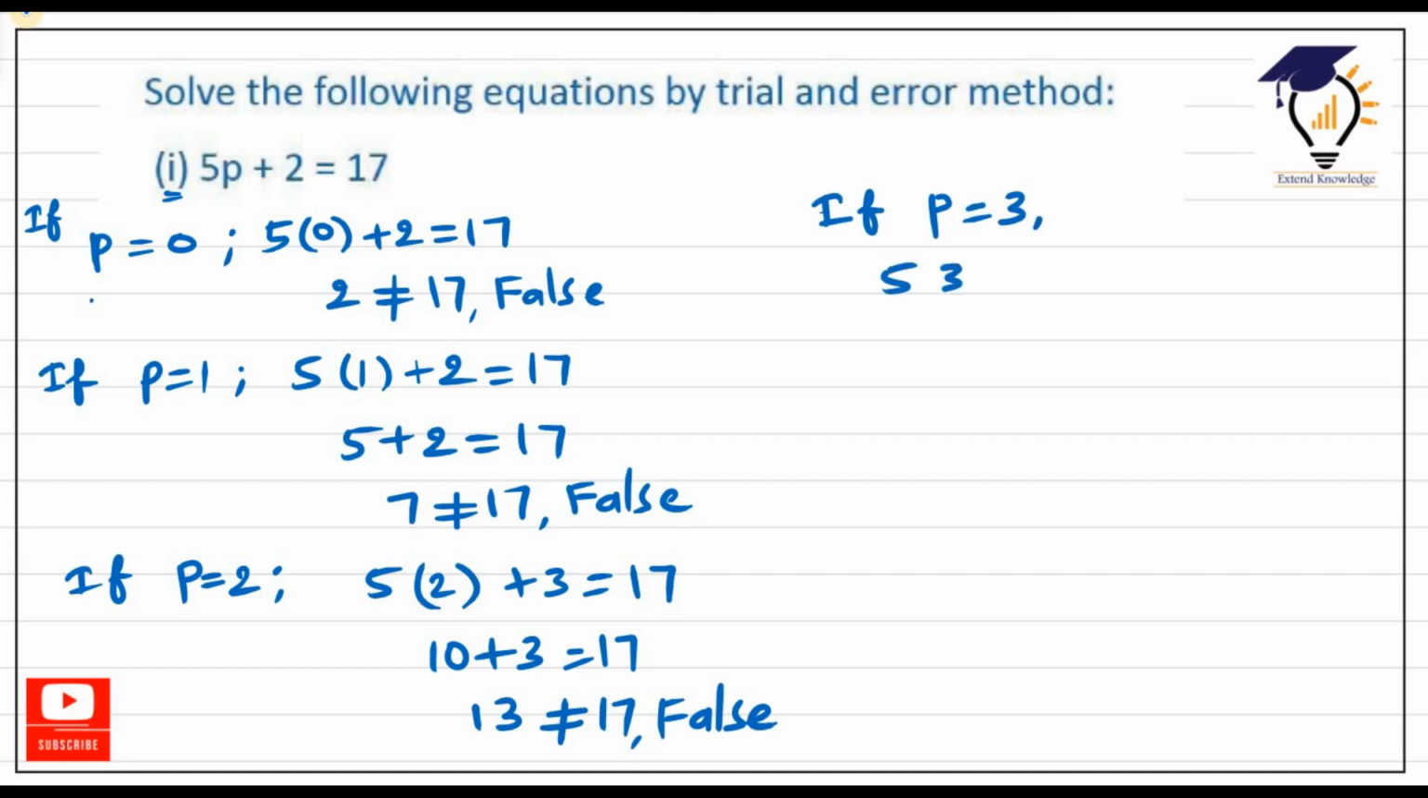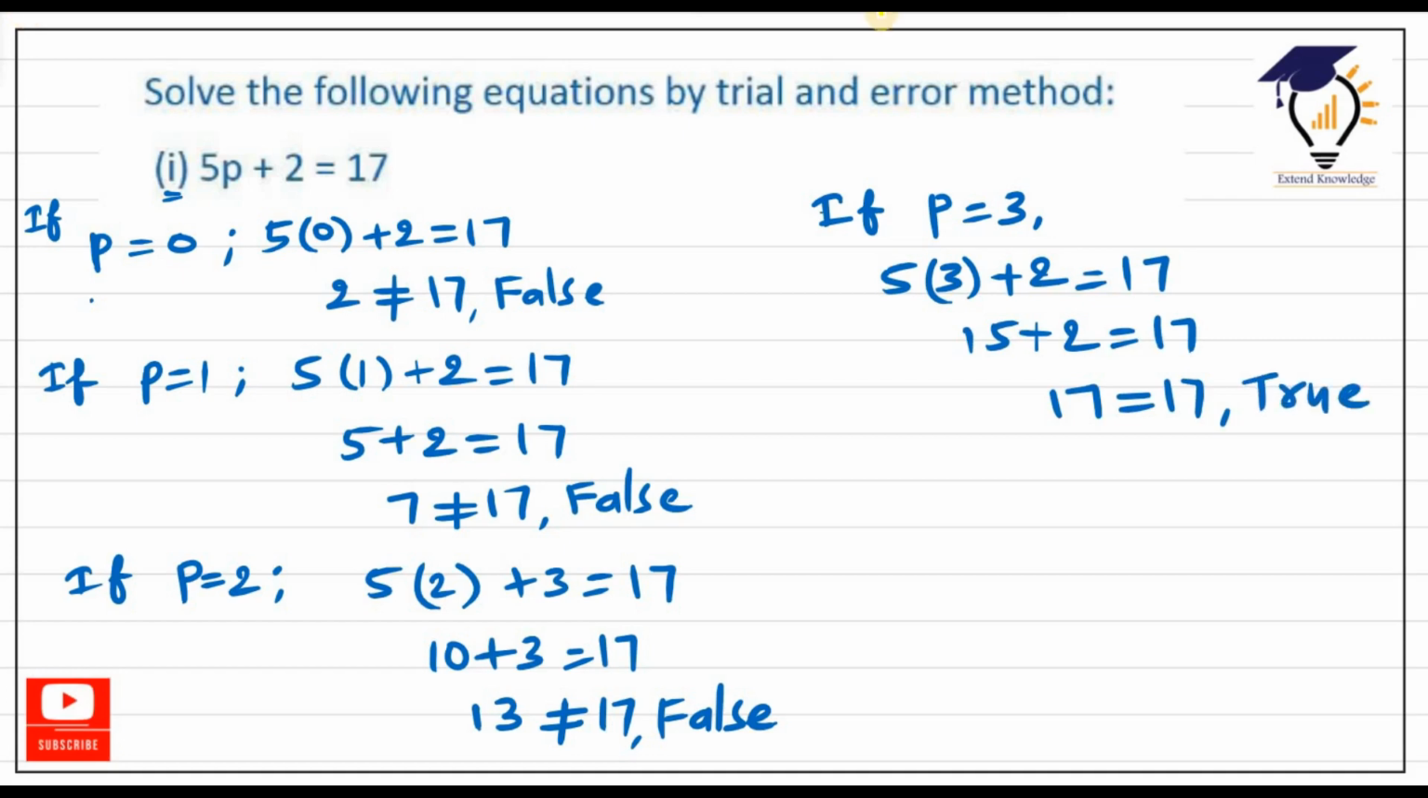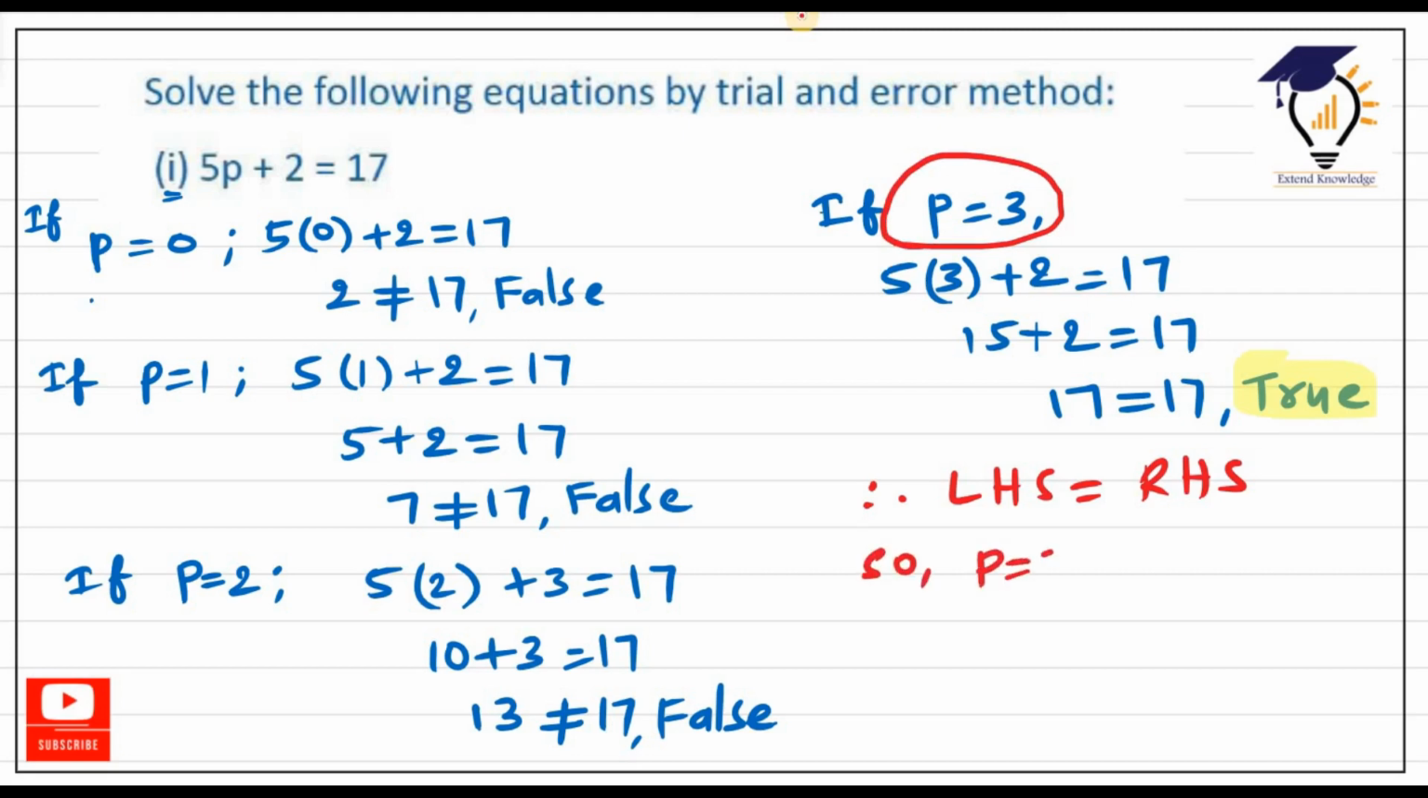I'll check if p is equal to 3 works. 5 times 3 plus 2 is 15 plus 2, which is 17. Yes, 17 is equal to 17. This is a true case, so LHS is equal to RHS. As we already know, if the left hand side and right hand side are equal, the equation balances. The value of the variable at which it balances is the solution. So p is equal to 3 is the solution of the given equation.